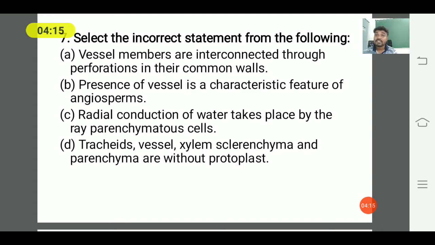So we have to find the incorrect statement among the four options. First option, vessel members are interconnected through perforations through common walls. That is true, correct. Presence of vessels is the characteristic feature of angiosperms. This is also correct. Vessels are always restricted to the angiosperms. Radial conduction of water takes place by the ray parenchymatous cells.